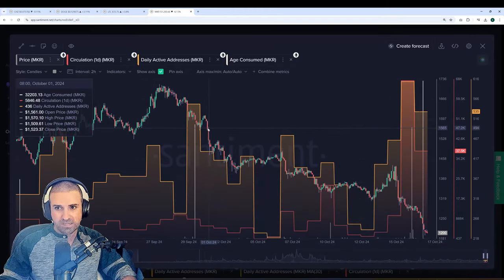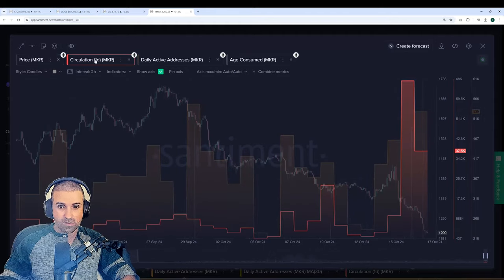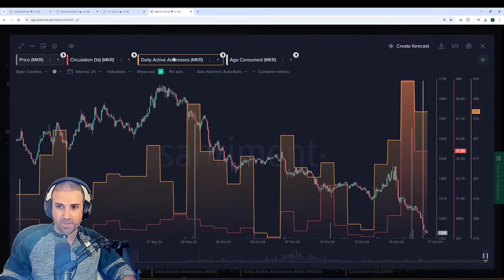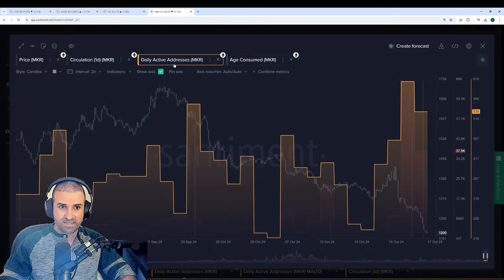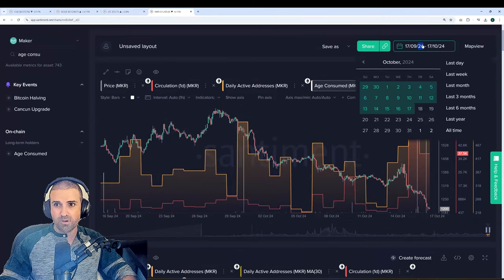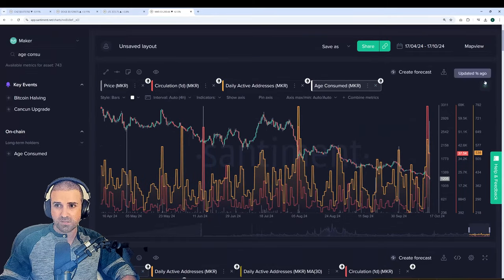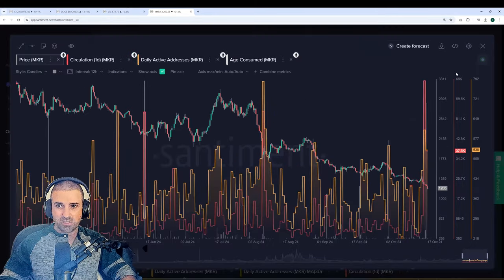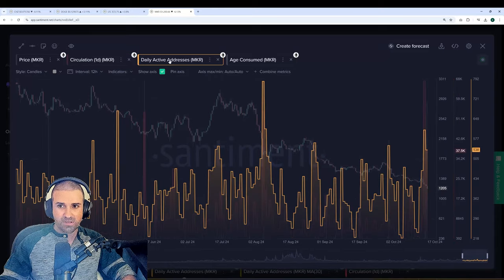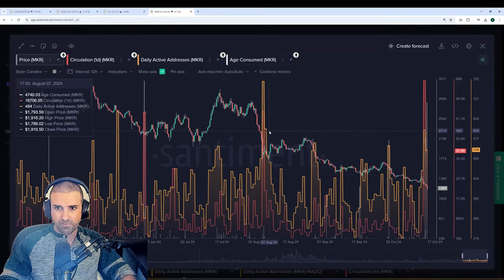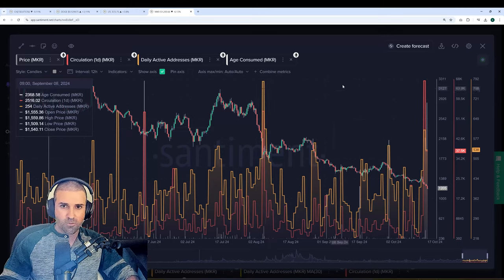And very recently, going back to yesterday, we suddenly saw this massive circulation spike and a massive daily active address spike. Going back a little bit to the past 6 months, this is the largest spike in circulation over this time, and it's the fourth largest daily active address spike over the past 6 months.